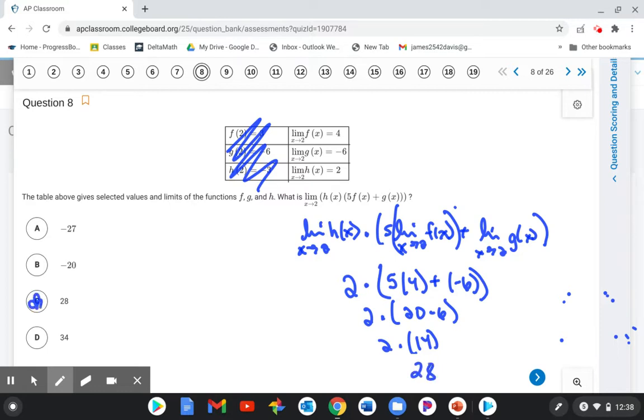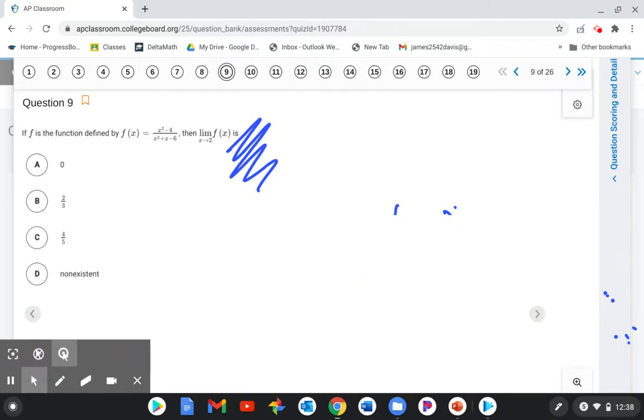You can just get tripped up in those parentheses there. So be very careful when you do that. Okay, number 9.